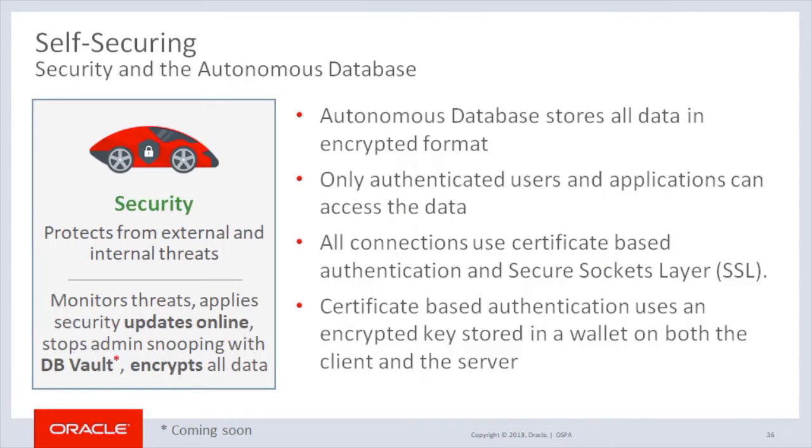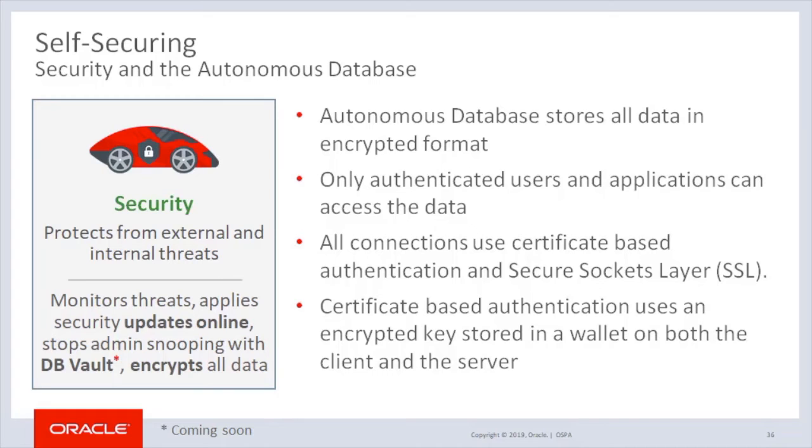Autonomous Database stores all data in encrypted format in the Oracle database. Only authenticated users and applications can access the data when they connect to the database. All connections to the Autonomous Database use certificate-based authentication and secure socket layer, SSL. This ensures that there is no unauthorized access to the Autonomous Database and that communications between the client and server are fully encrypted and cannot be intercepted or altered.